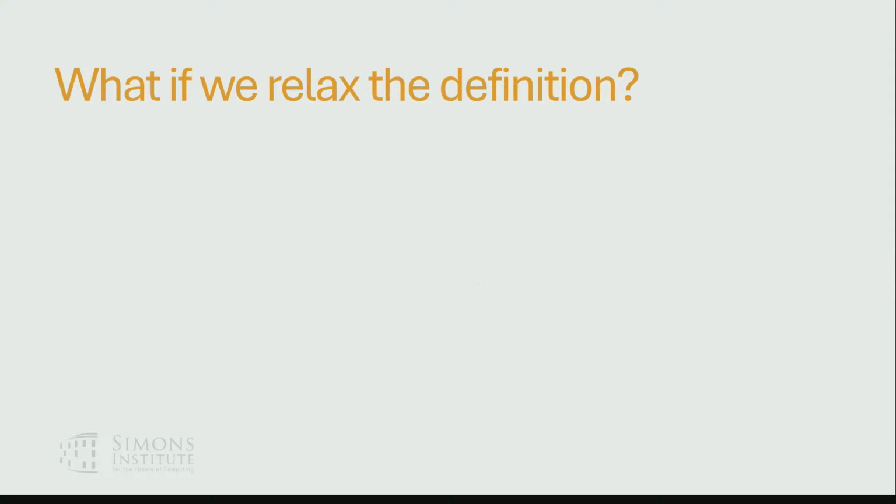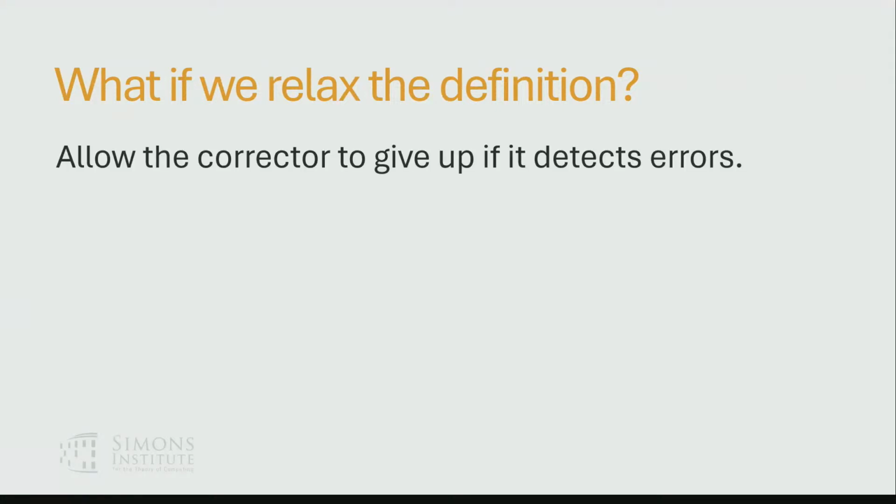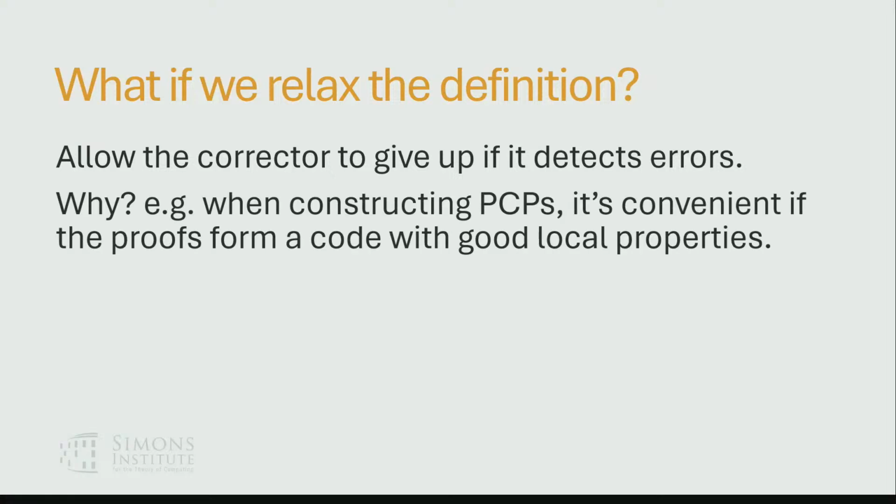The way that we're going to relax this definition is that we're going to allow the local corrector to not return the correct answer anymore. We're going to allow it to give up if it detects some errors in the input. If you haven't seen this before, it might seem like an odd way of relaxing the definition, but I want to motivate it using proof systems as the intuition. When you're trying to construct a PCP, it might be a desirable property if the proofs from your code have good local properties.